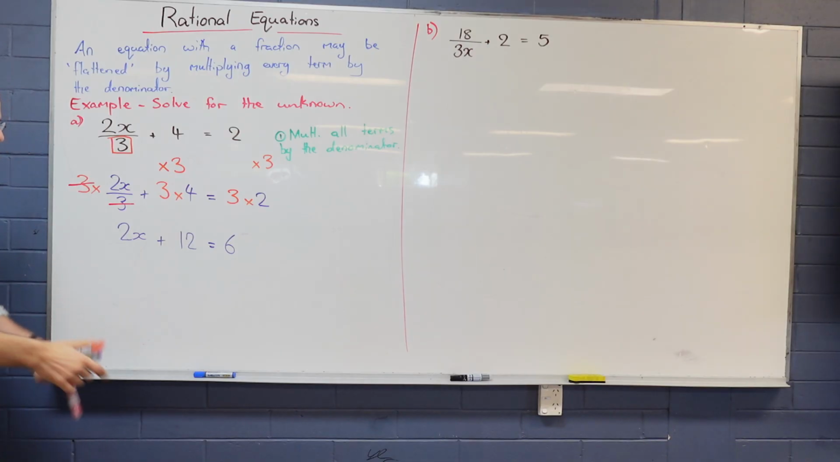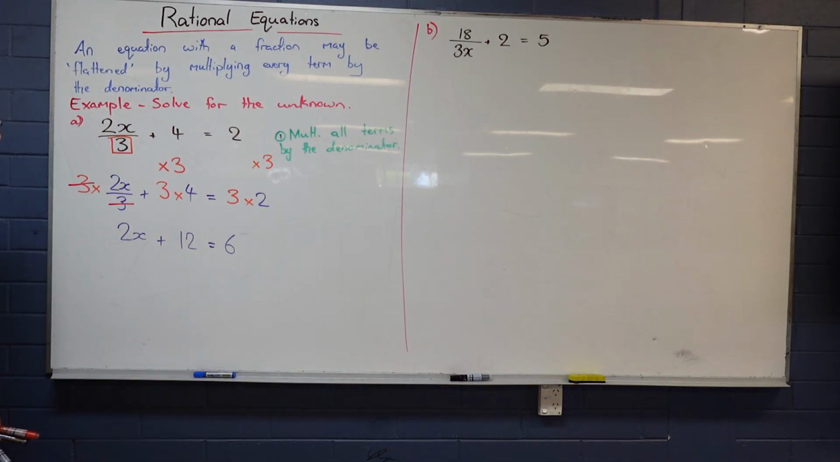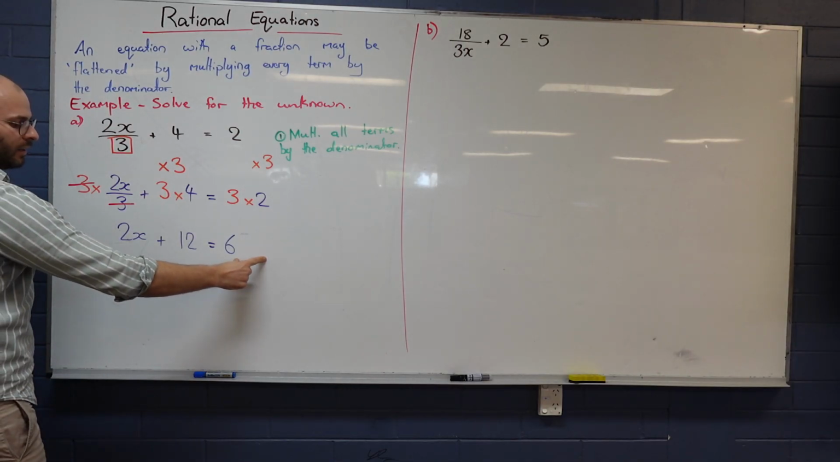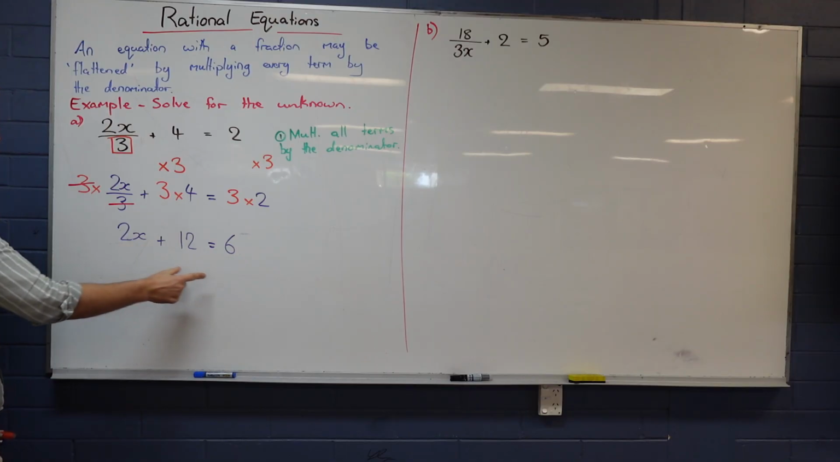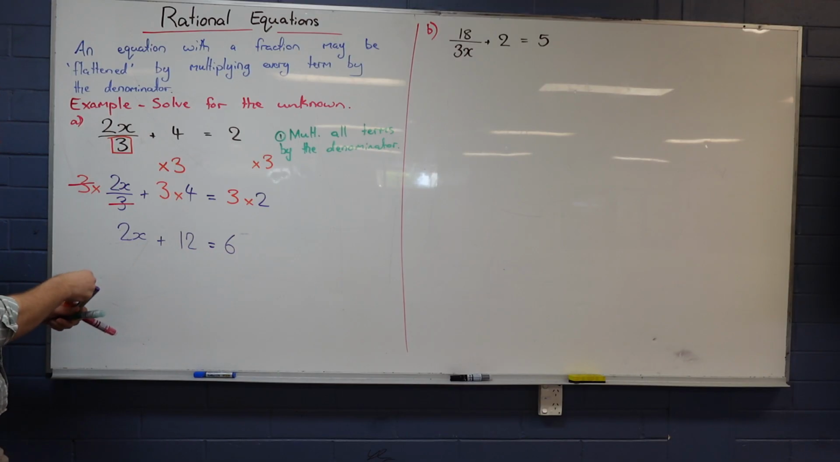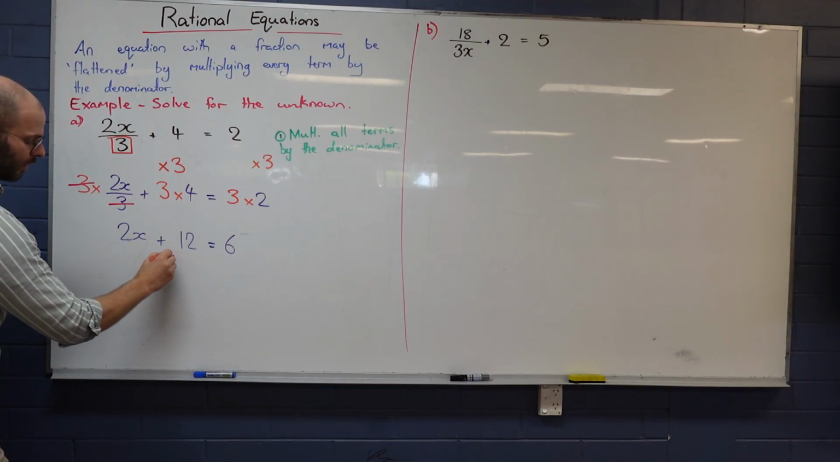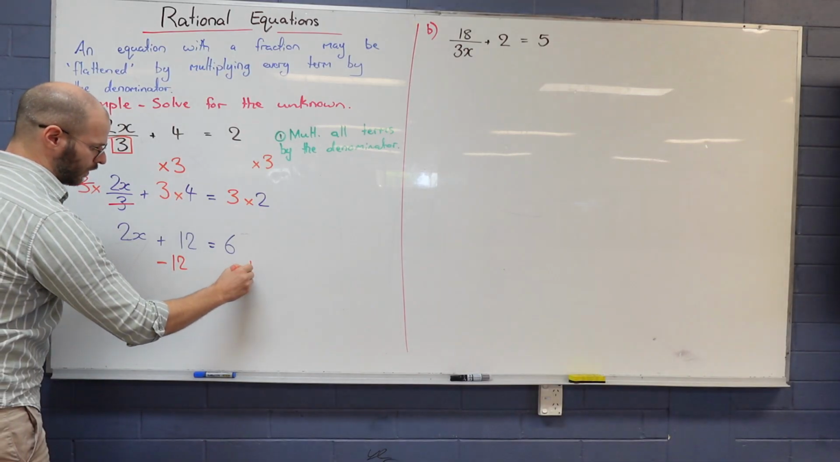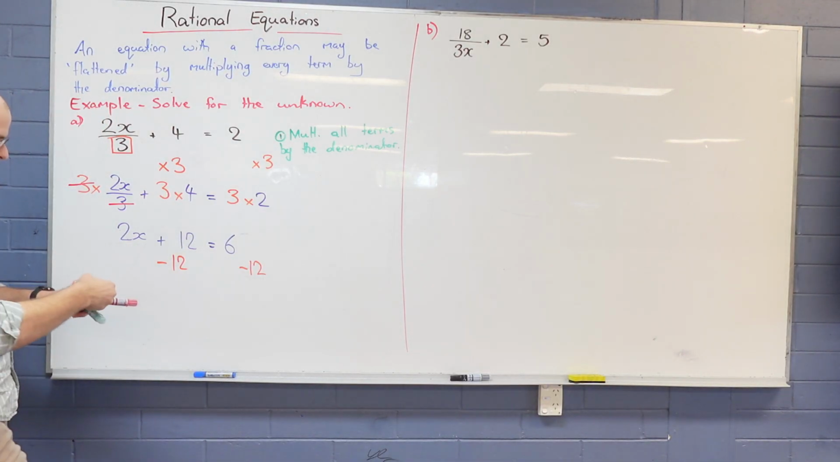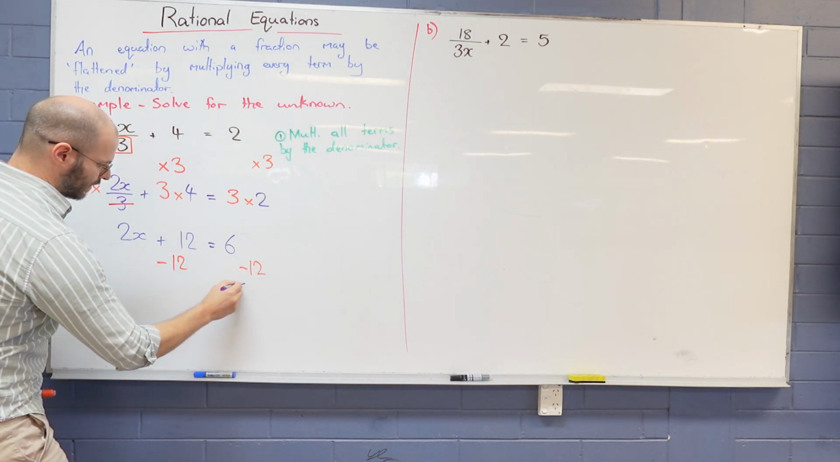Okay, moving along. This becomes a routine question. We have 2x plus 12 equals 6. What we want to do is move all of our constant terms to the right and all of our variable terms over to the left. In this case, we have a constant term of 12, so that's going to move to the right. I do that by reversing. This is plus 12, so I'm now going to take 12.